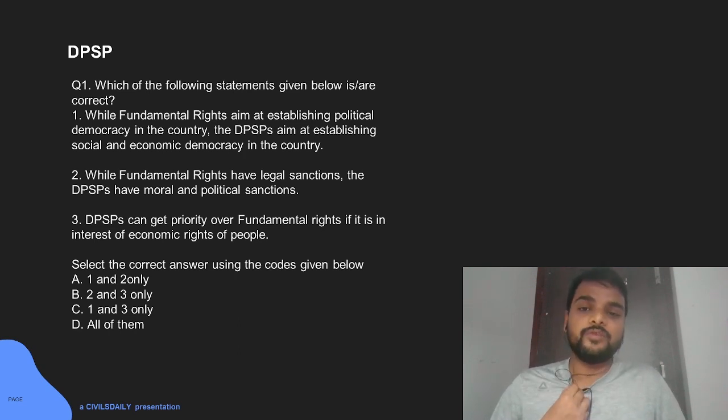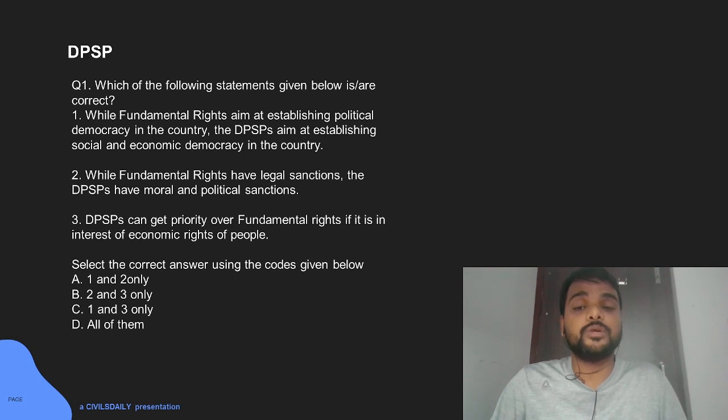So the first statement will be true: while fundamental rights have legal sanctions, DPSP have moral and political sanctions. Yes, fundamental rights do have legal sanctions, while DPSP does not. It is written in the constitution that it will be up to Parliament and legislature to give those rights. So it creates a moral pressure on the political leadership to grant these rights, and courts have also been using DPSP to grant certain rights like the right to environment or right to housing. The third statement says DPSP can get priority over fundamental rights if it is in the interest of economic rights of people.